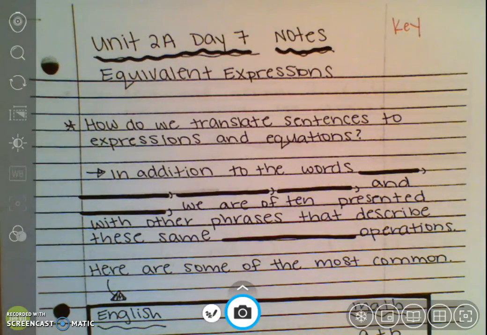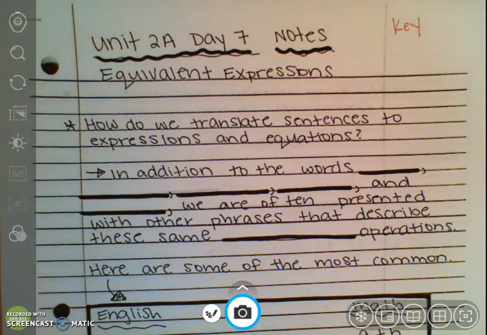Hey guys, so today we are starting equivalent expressions. We haven't done this yet, but it's basically taking words and putting them into a mathematical expression. I know that sounds weird, but we're going to go through the notes, and as I fill in the blanks, make sure you fill them in too. So it says, how do we translate sentences to expressions and equations?